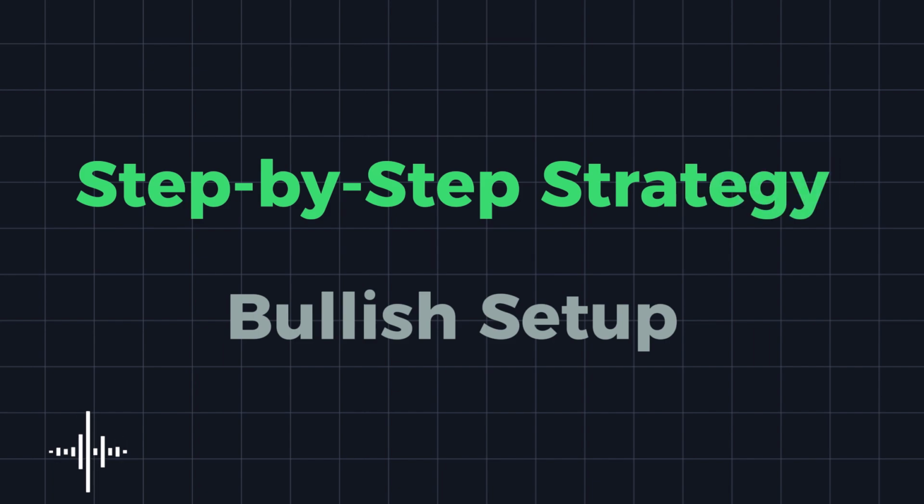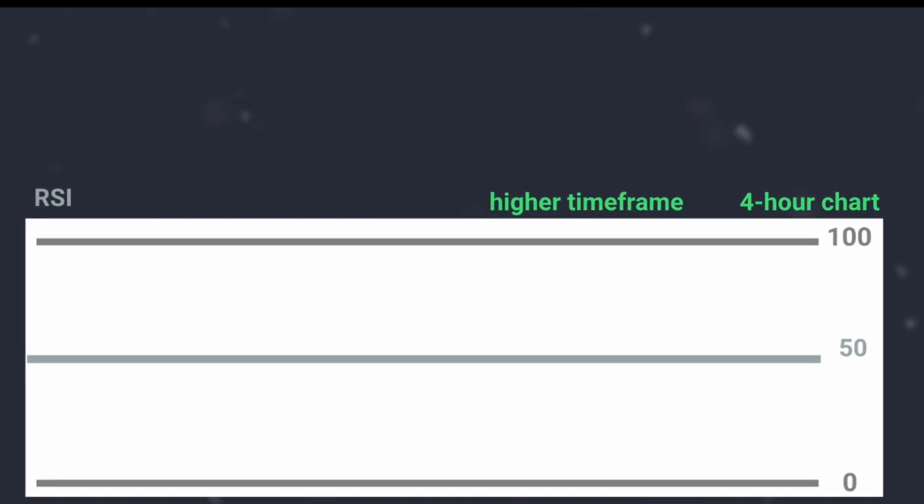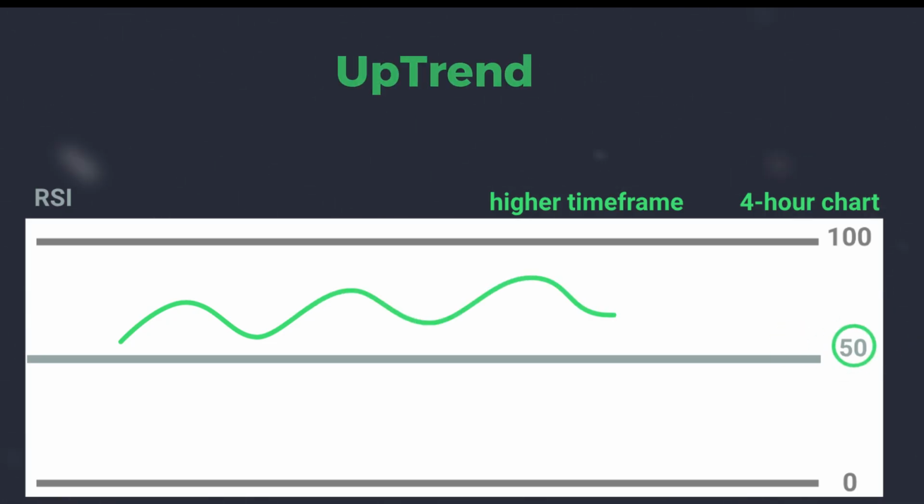Step-by-step strategy. Bullish setup. Let's begin with the bullish setup. First, we look at the higher time frame, either the 4-hour or daily chart. If the RSI is above the 50 level, it tells us that the market is in an uptrend. This gives us a bullish directional bias.